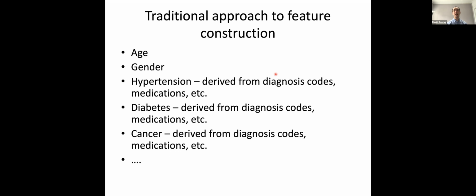And one of the major challenges with these types of traditional approaches is first that they're very time consuming to create. So that notion of coming up with the list of things and then seeing how one derives whether the patient actually has hypertension, by what is the set of diagnosis codes to look at? What is the set of medications to look at? That takes a lot of time from a data scientist or from a domain expert.